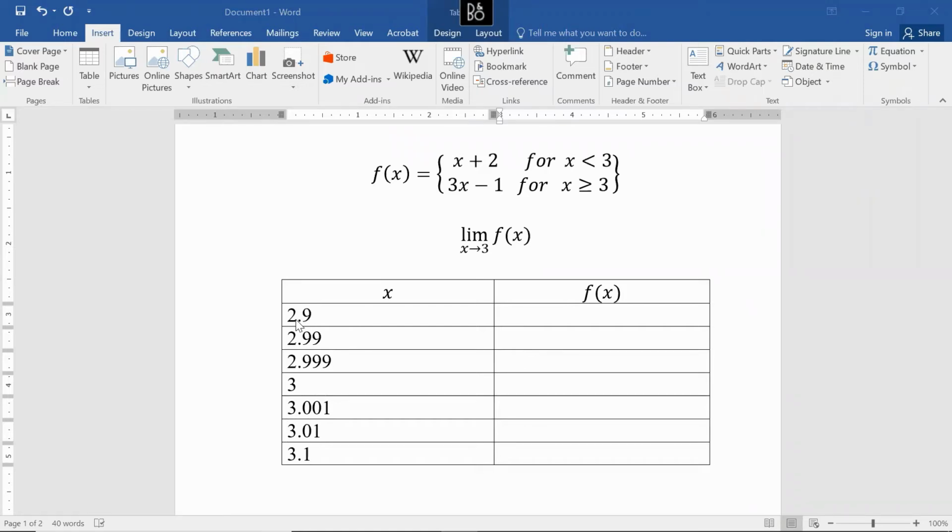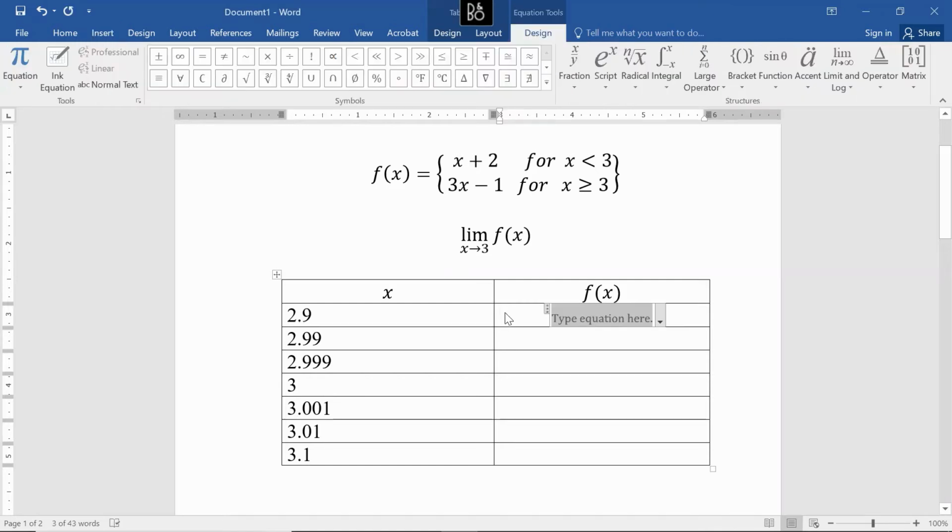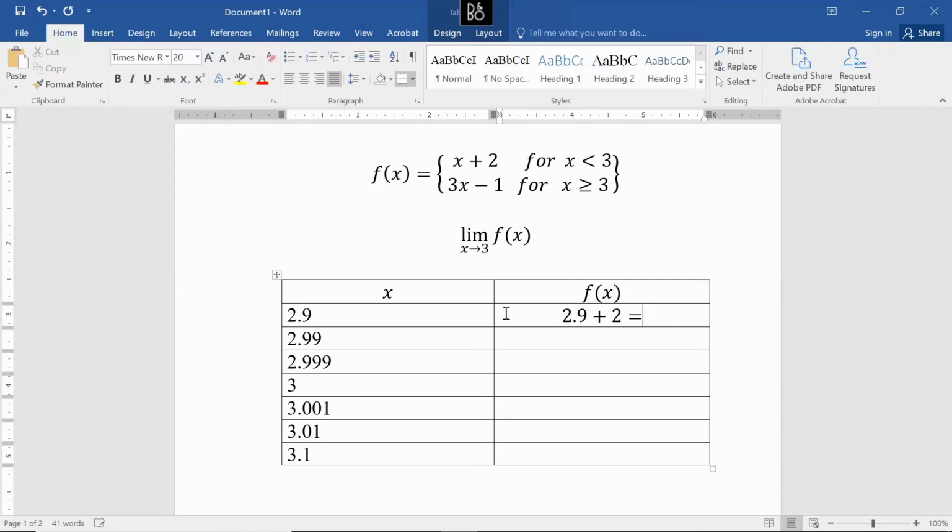So in my case, when I plug in 2.9, because this is a piecewise defined function, I have to notice that 2.9 is less than 3. So I need to plug in the 2.9 into this top expression. So I need to take 2.9 and then add 2 to it, right? So that's going to give me 4.9 when I type that in.